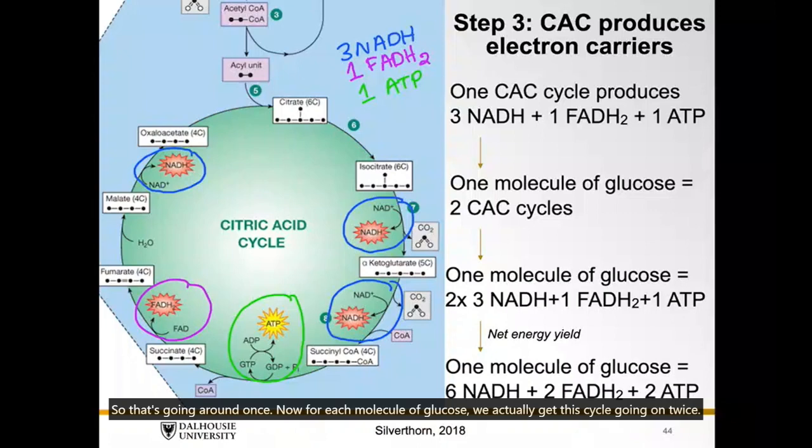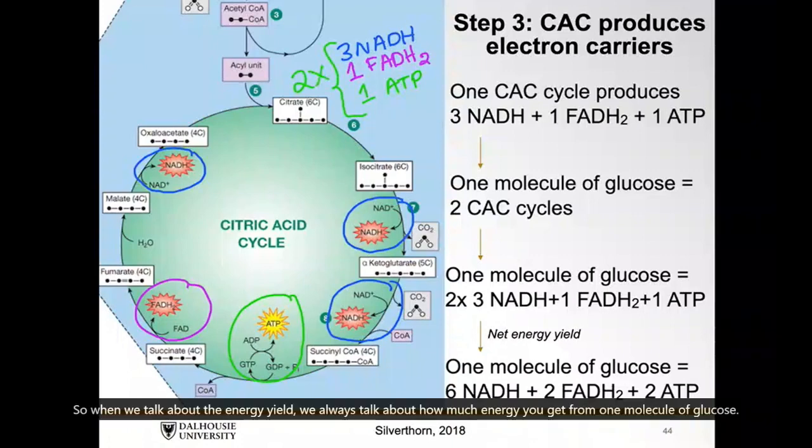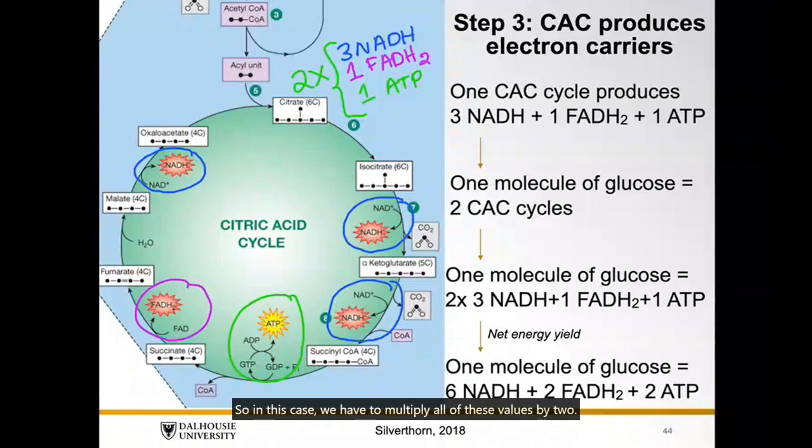Now for each molecule of glucose, we actually get this cycle going on twice. So when we talk about the energy yield, we always talk about how much energy you get for 1 molecule of glucose. In this case, we have to multiply all of these values by 2. So the net energy yield for 1 molecule of glucose is 6 NADH, 2 FADH2, and 2 ATP. We're still not producing a lot of ATP, which is really what we want at the end, but we are producing a very significant amount of these electron carriers.